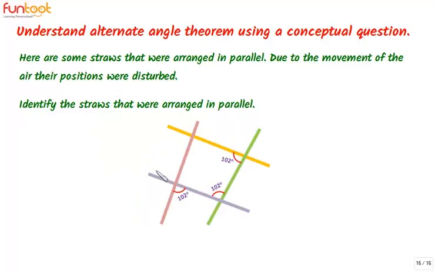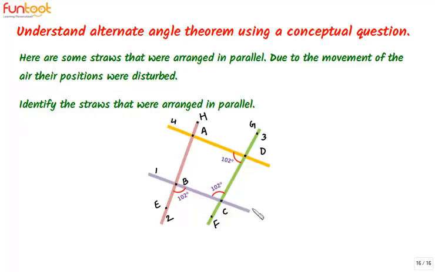We can number the straws here. We can call this straw 1, this straw 2, this straw 3, and the yellow one straw 4. Also, we can name the points. This is point A, this is point B, this is point C, this is point D, this is point E, this is point F, this is point G, and this is point H.